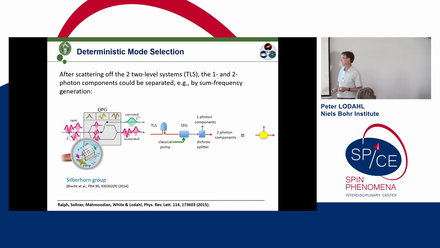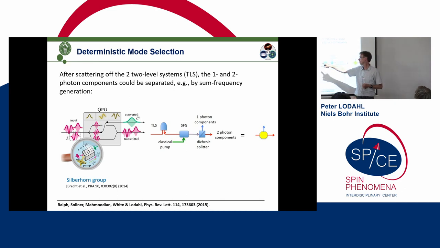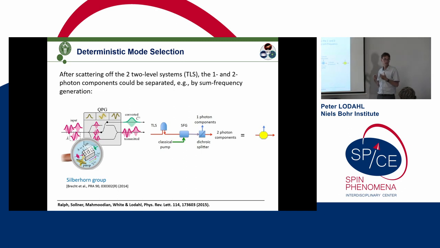This is work, for instance, that they do in the Silberhorn group in Paderborn. They're using these spectral temporal modes as alphabets for quantum information, and they're using frequency conversion to select these spectral temporal modes. So this would be our photon sorter proposal. You're scattering off one or two-level systems. You're doing some frequency generation, and you're using a local oscillator to select the spectral temporal mode you're interested in, converting, for instance, the one photon component, leaving the two photon component untouched, and then you can rip them apart with a beam splitter.